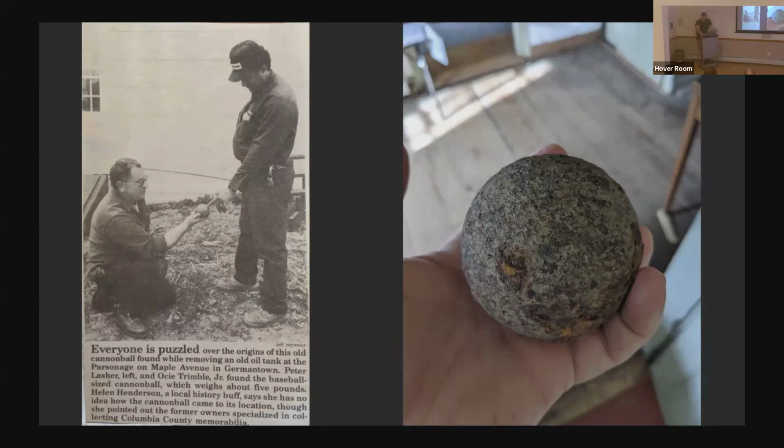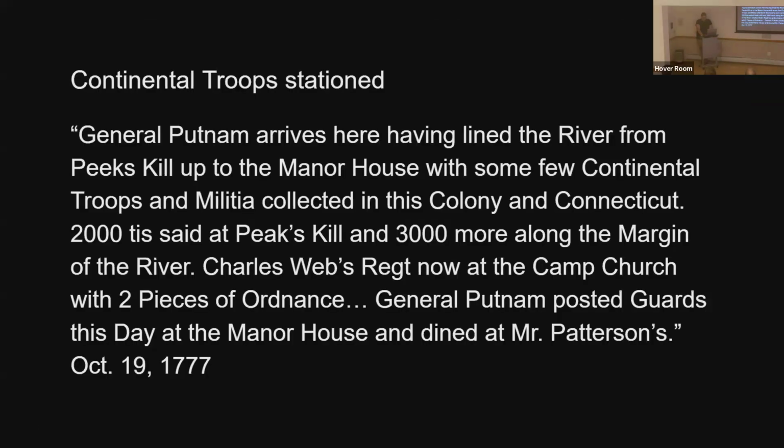The caption there in the newspaper references Helen Henderson, a local history buff, says she has no idea how the cannonball came to its location, though she pointed out that the former owners specialized in collecting Columbia County memorabilia. That's awfully far down in the ground to just have been accidentally placed there by the Eckert family who owned the parsonage. So we do have a couple of clues from Smith's memoirs.